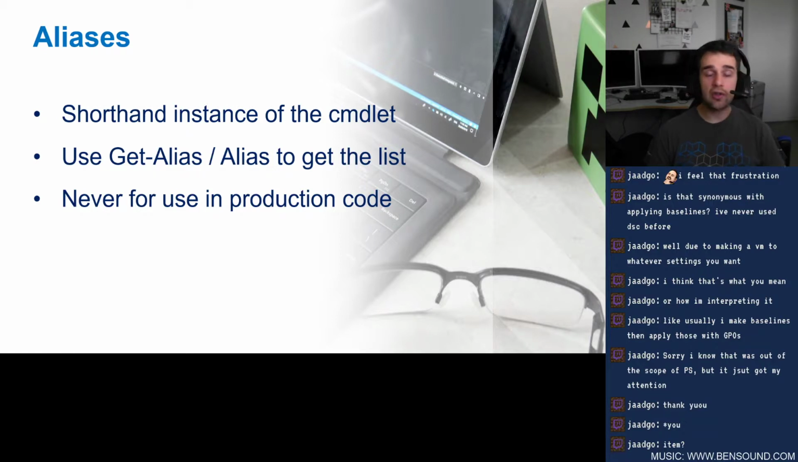Aliases don't have a standard format defined. You can use get alias and then the alias name, or just use get alias to get the list of aliases. One of the things I'm going to say though is never use aliases in production code. Aliases in production code slow down readability. If someone's looking at your code, you want them to see ForEach-Object, so they're not seeing an alias and thinking, I don't know what that is. Basically, you're trying to aid readability as best you can.